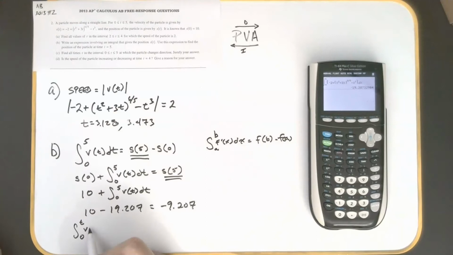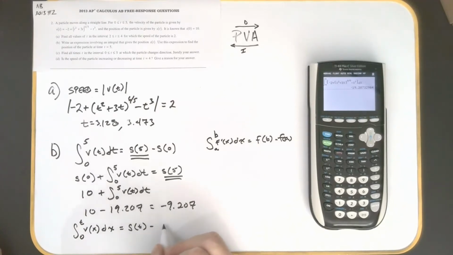Now, if this hasn't been stressed to you, remember that if your interval has a variable, the integral variable has to be different. It does not make mathematical sense for those to be the same. So the integral from 0 to t of v of x dx is equal to s of t minus s of 0. And what they wanted to know is to write an integral expression for s of t.